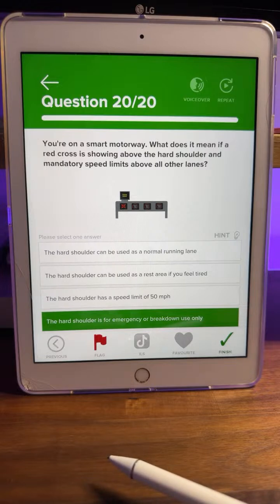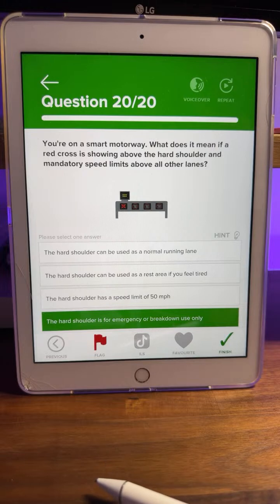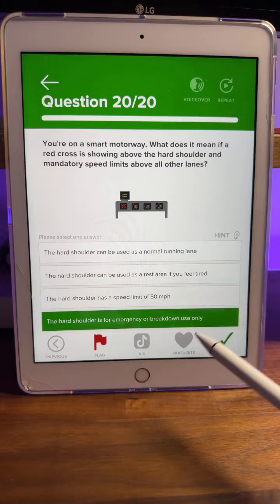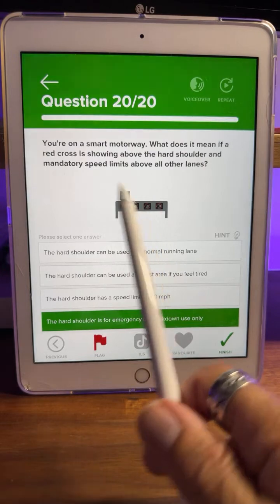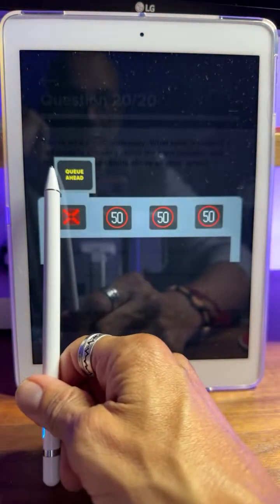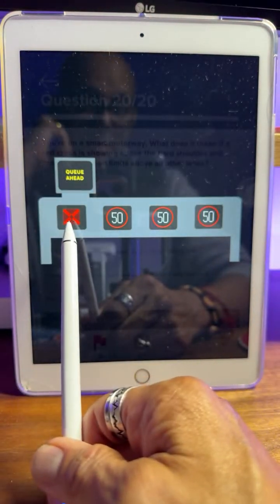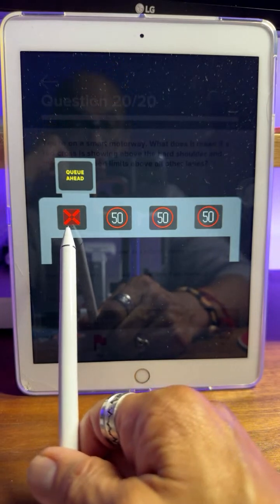George is saying D as well. Sarveen is saying D. Mary's saying C, though. The hard shoulder has a speed limit of 50 miles an hour. It actually does not here. So the hard shoulder is going to be this lane here, the left-hand lane, isn't it? Yeah. Because you've got a red X in it, means you cannot use it.